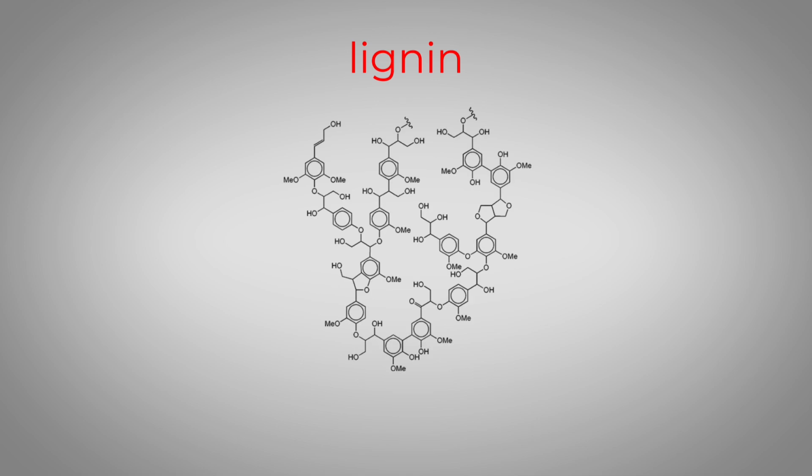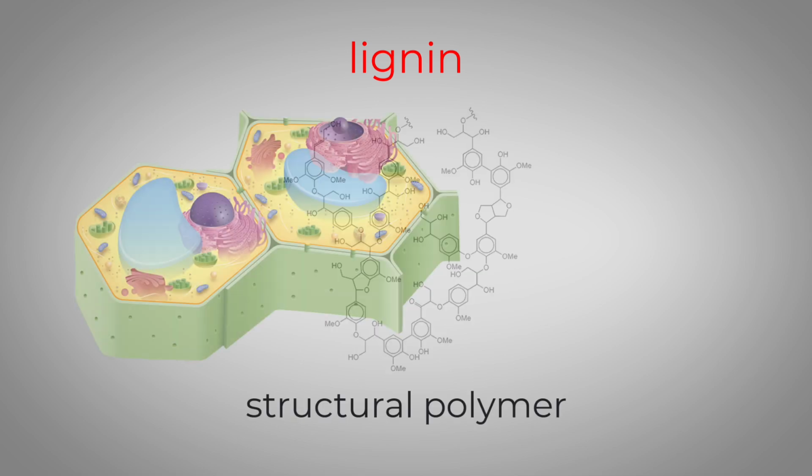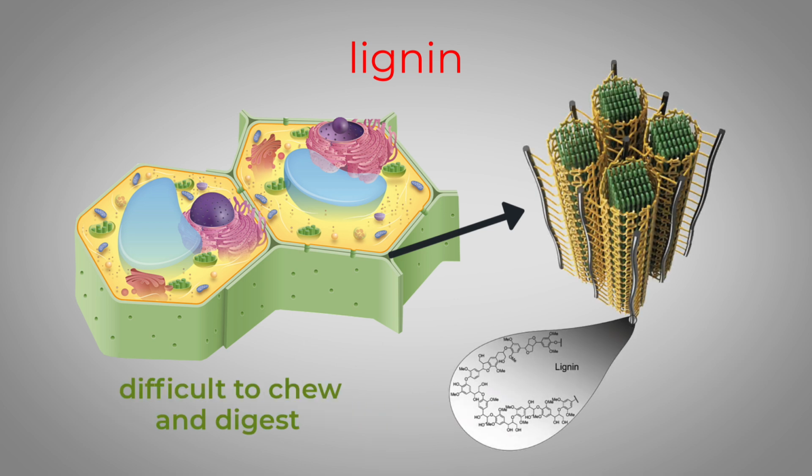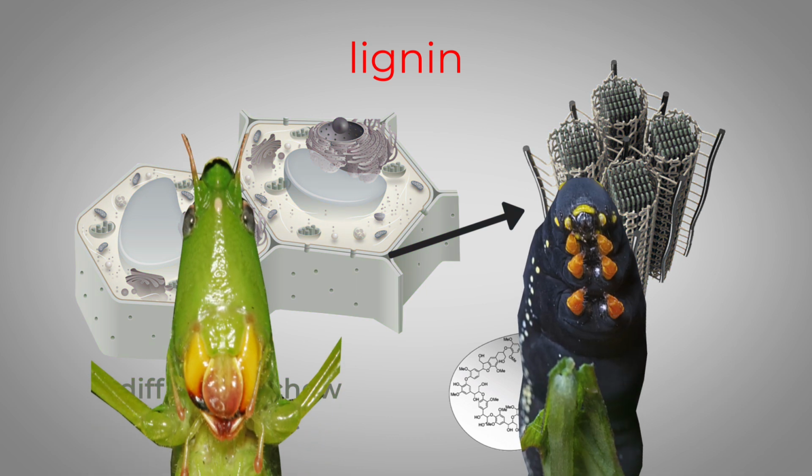Lignin is another quantitative defense. It's a structural polymer that adds rigidity to plant cell walls. This toughness makes tissues difficult to chew and digest. Herbivores feeding on lignin-rich plants often experience high mandibular wear and slower nutrient assimilation.